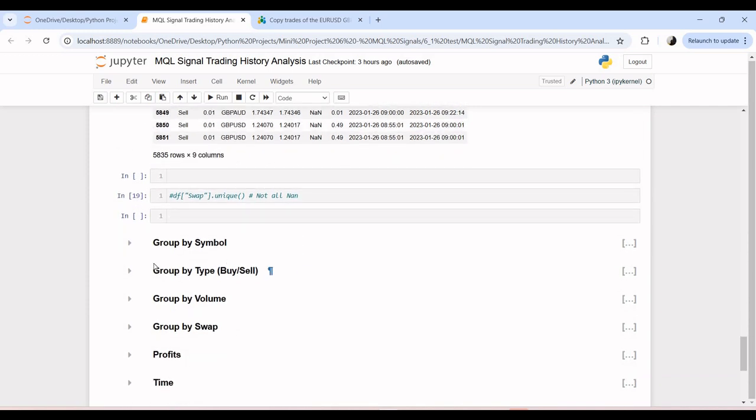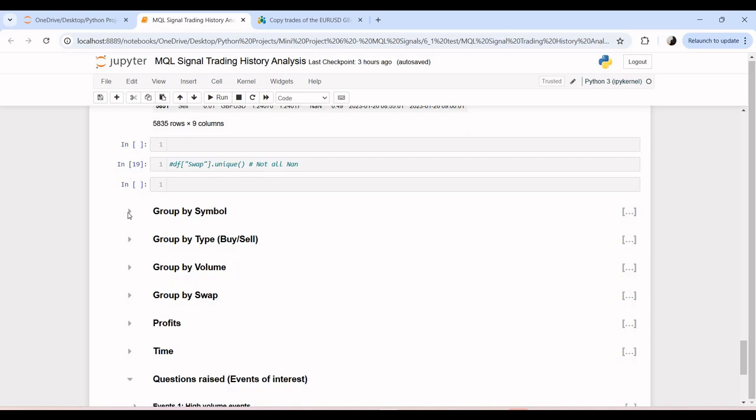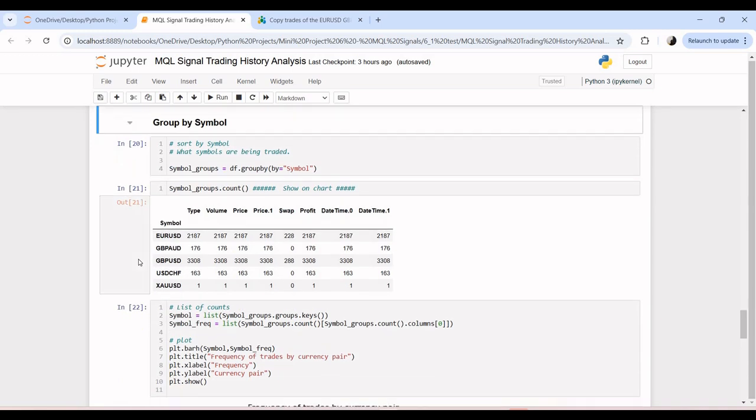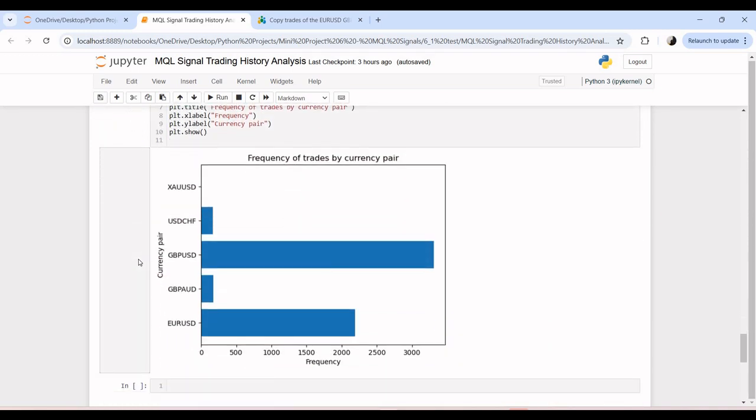So now that we've cleaned our data, it's time to do some analyzing. We first start off with some basic grouping. Grouping by symbol, we see that the most traded currency pairs are the GBP USD and the Euro USD, with very little trade having been done in other currency pairs comparatively.